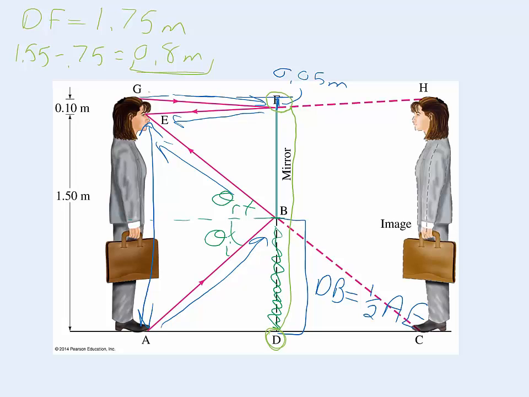But notice that 0.8 meters is half of the woman's height. So in order for you to see your whole body in a mirror, the height of the mirror needs to be half of your height, and it should be placed, as we figured out before, here, it should be placed halfway, the bottom of it should be placed halfway between your height and the height of your eye and the ground, which in this particular case is 0.75 meters off of the ground.